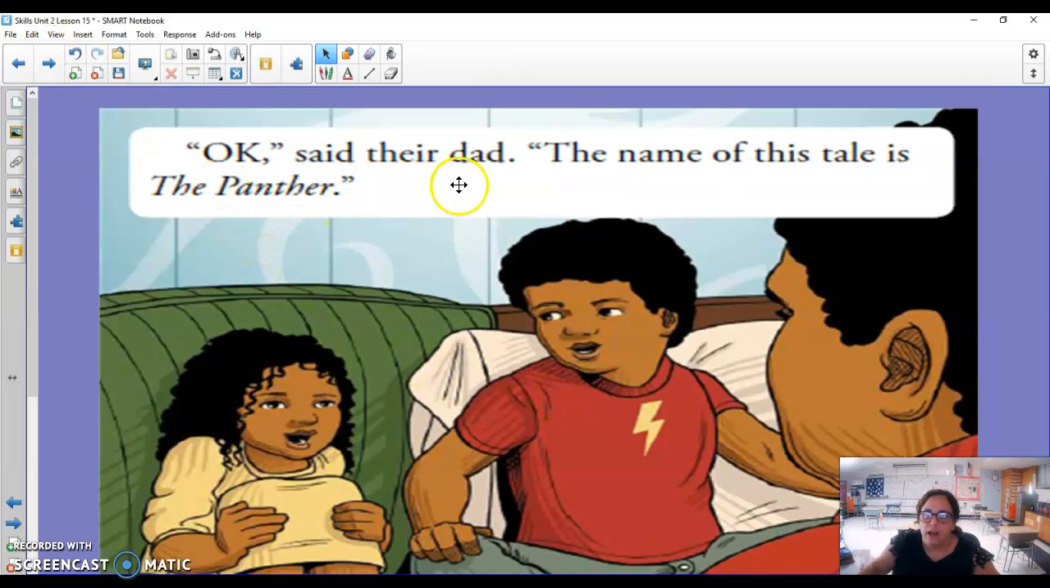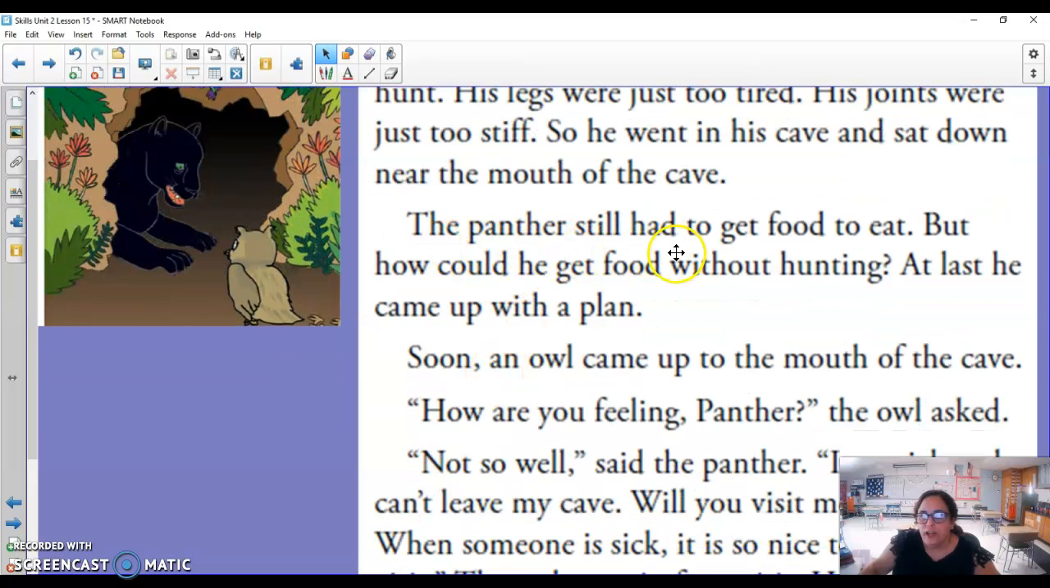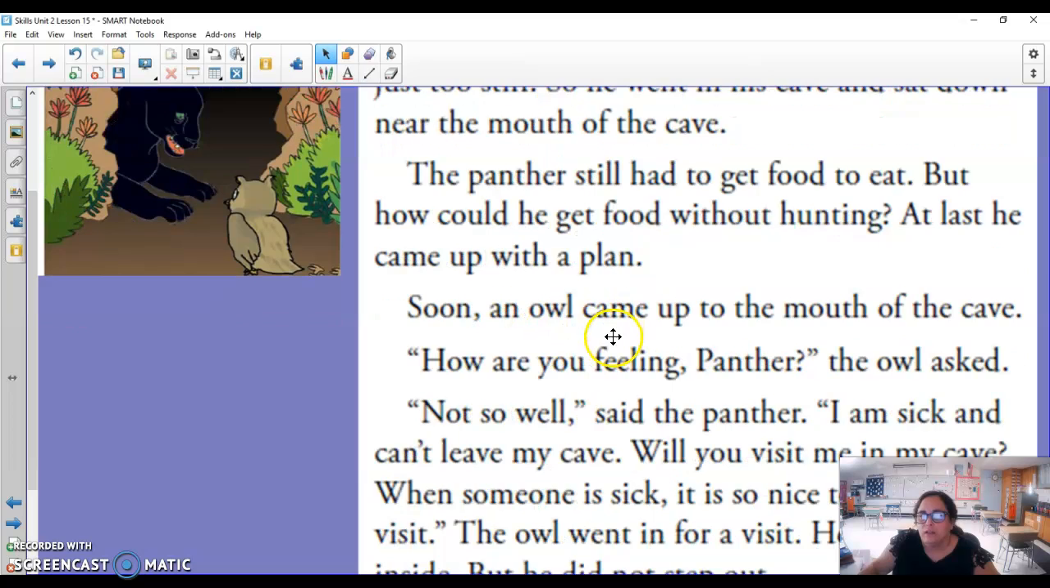"Okay," said their dad. "The name of this tale is The Panther. Once there was a panther who could no longer hunt. His legs were just too tired. His joints were just too stiff. So he went in his cave and sat down near the mouth of the cave." So the mouth of the cave is the opening right here. "The panther still had to get food to eat. But how could he get food without hunting? At last he came up with a plan."